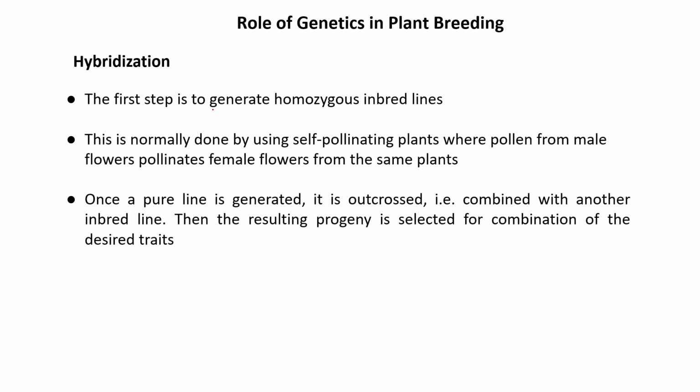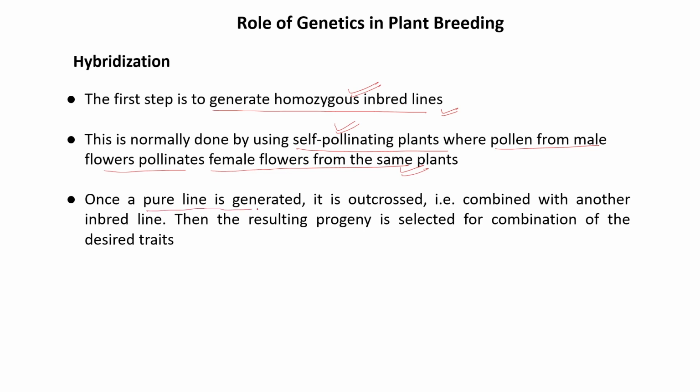So the first step is to generate a homozygous inbred line. This is normally done by using self-pollinating plants, where the pollen from the male flowers pollinates the female flowers of the same plant. So every time you have to self-pollinate. Okay, and you can have homozygous inbred lines, the pure form of that plant.